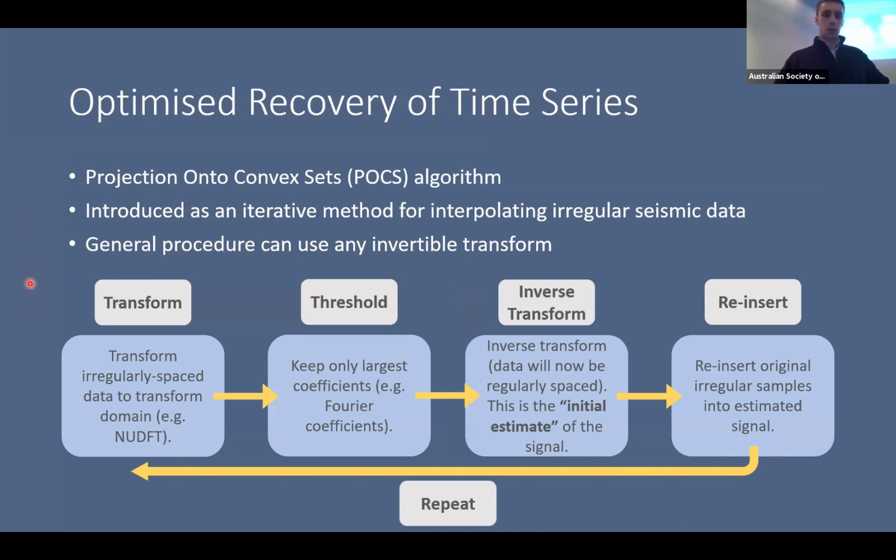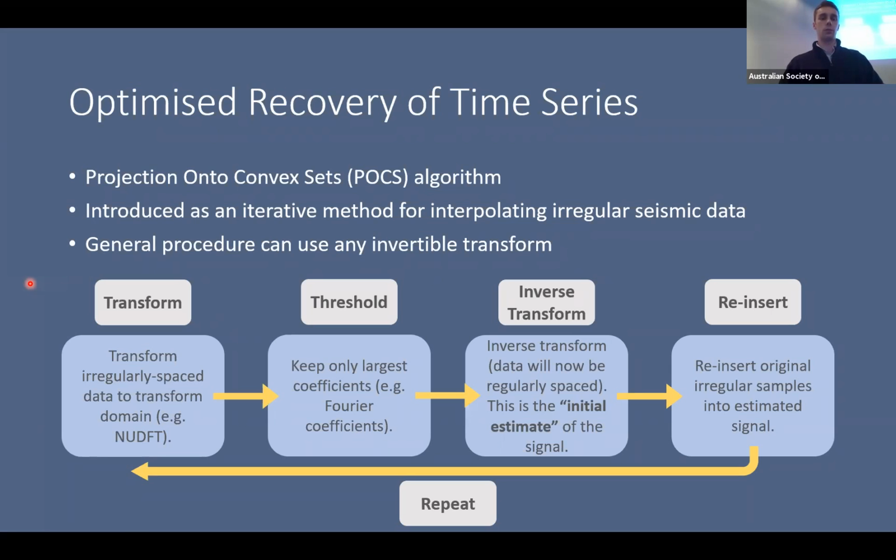So to address the third requisite of compressive sensing, which was optimization, we looked at an algorithm called Projection Onto Convex Sets, or POCS. This was introduced as an iterative method for interpolating irregular seismic data using the Fourier transform, but it can be used with any invertible transform.